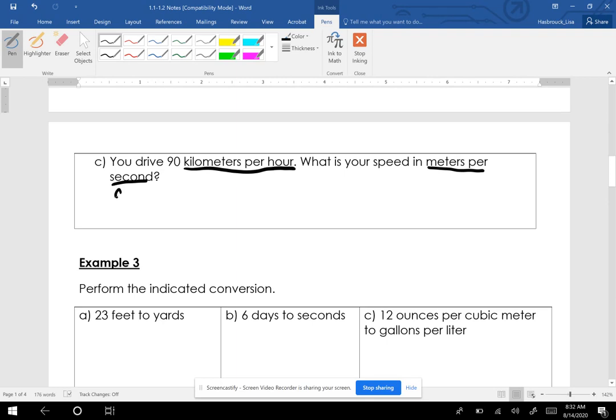So we know we're starting with 90 kilometers per hour. So we write that as our fraction. Kilometers on top, per is the fraction sign, and then hour. Now I know there's 1,000 meters in 1 kilometer. So I want to keep meters. That's what we're trying to get. I want to get rid of kilometers. If I'm trying to get rid of kilometers, I put it on the opposite side of where it's at right now. Since kilometers is on top, I'm going to put kilometers on the bottom for the conversion. So 1 kilometer is 1,000 meters. So we got rid of the kilometers that way.